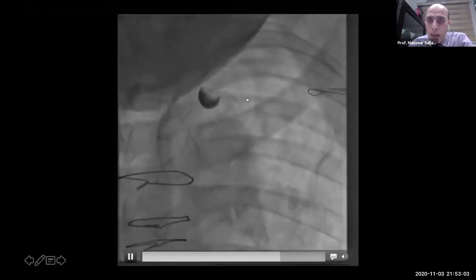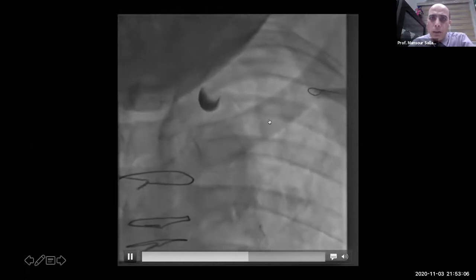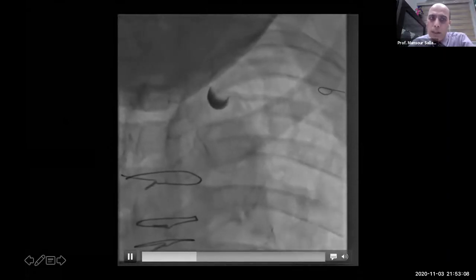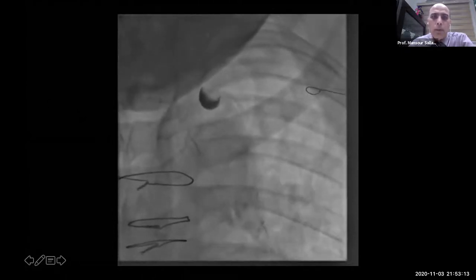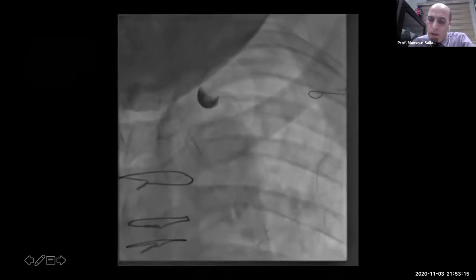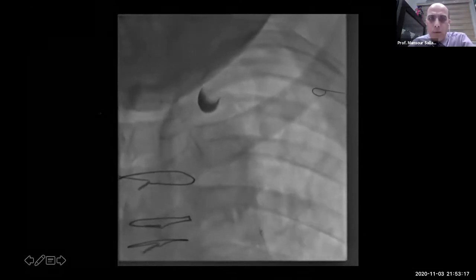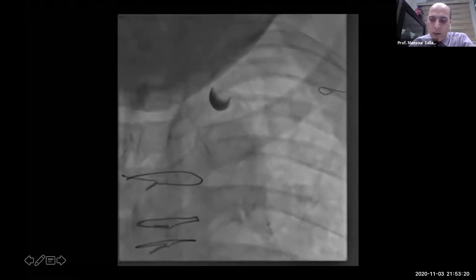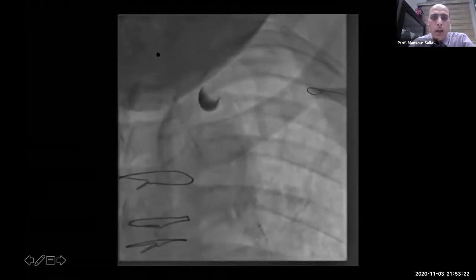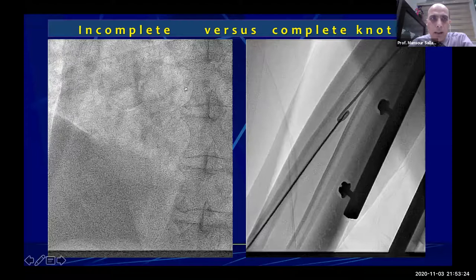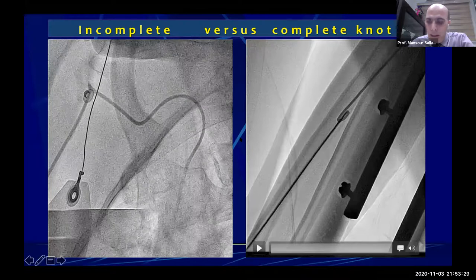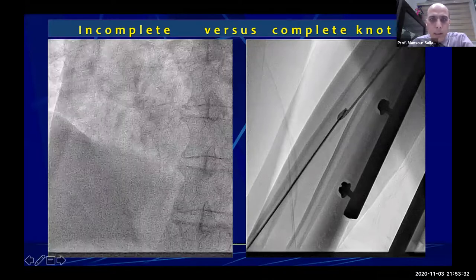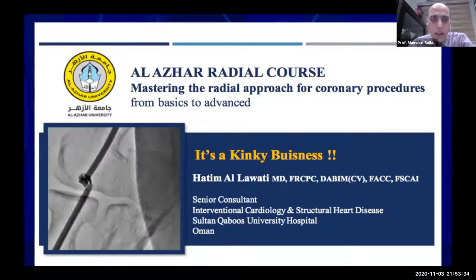Many complications may happen from tortuosities, like dissection. Usually that happens on the right. This patient happened to me on the left, but usually the complications happen on the right, and we encountered in the literature more aggressive complications from the right as opposed to the left. Tortuosities may result in significant catheter kink or sometimes a complete knot. And how to prevent and how to release such a knot? I think the presentation on that was amazing.